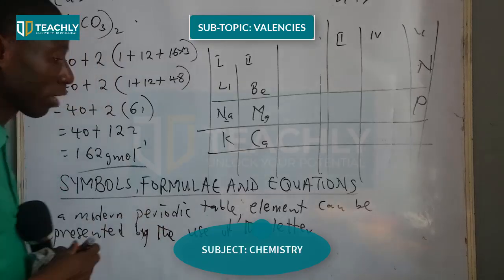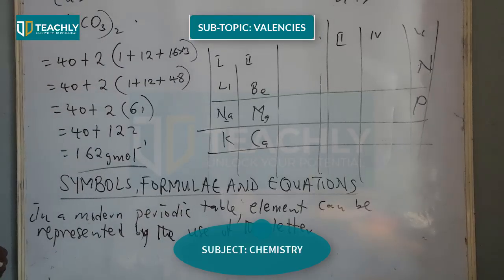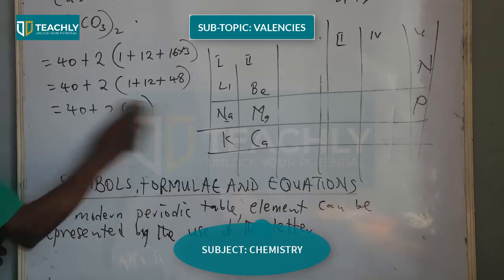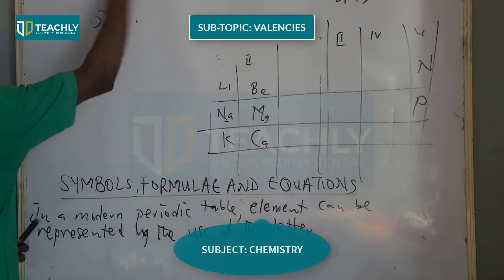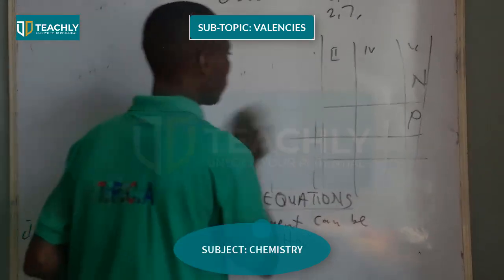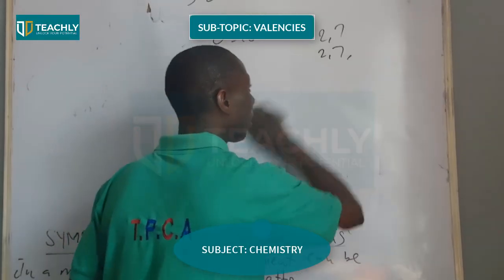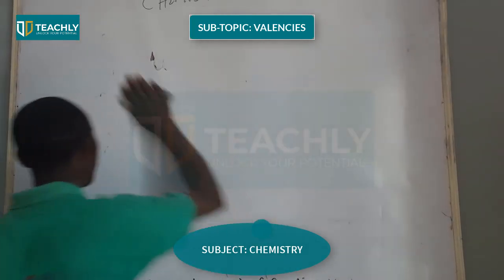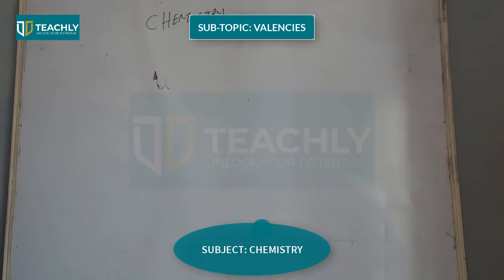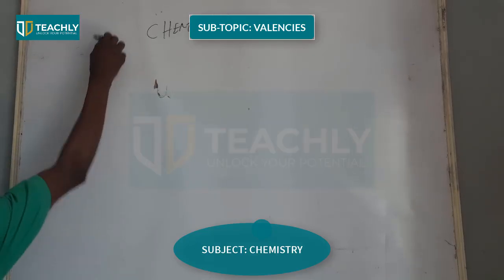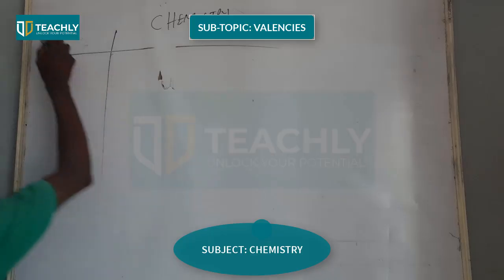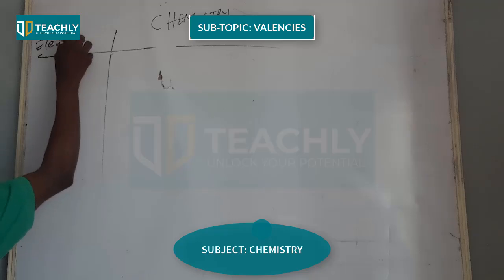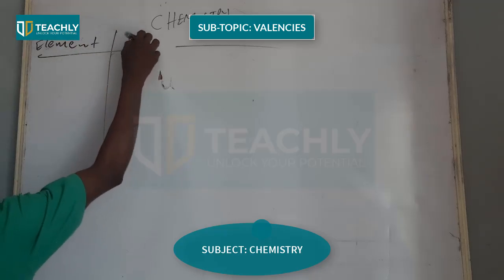So let us now quickly do this. Let's look at the first 20 elements. Let's use 20 elements as a sample and see the symbols they use. Some make use of only one single letter, while some use the first letter and the next letter. Let's look at the symbols of the first 20 elements in tabular form.